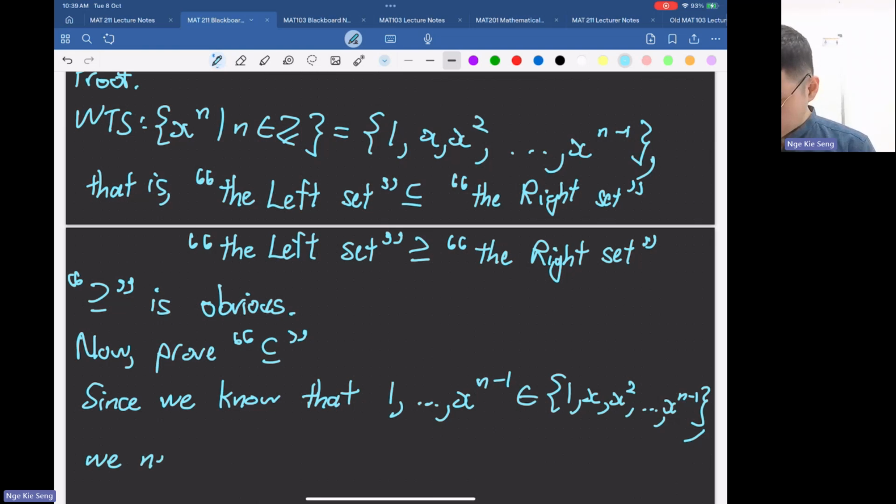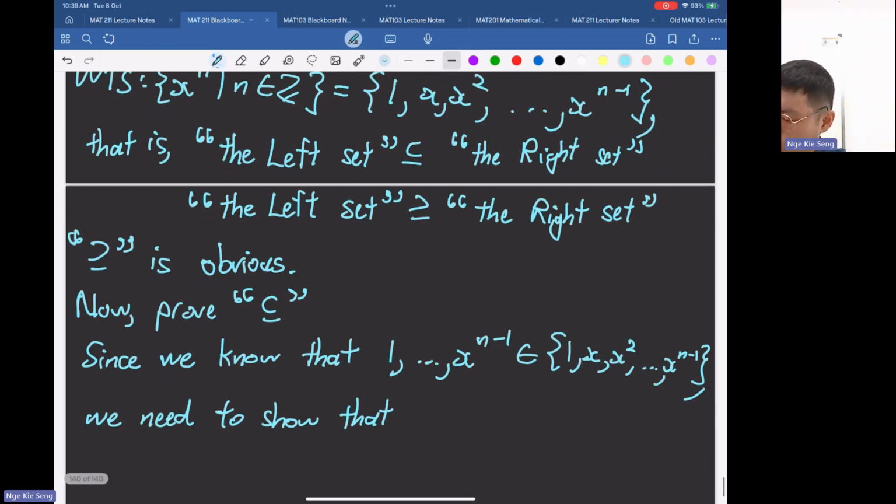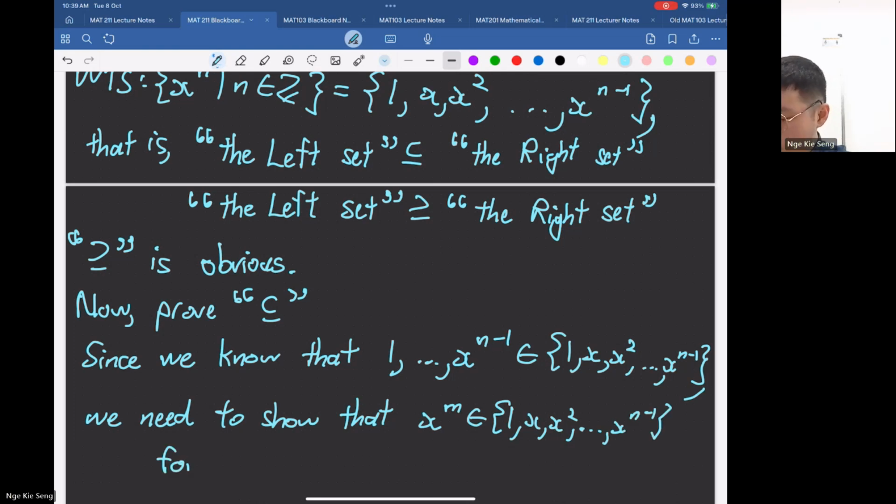We need to show that x^m is also in the right set, for m less than 0, or for m greater or equal to n. Okay, so I need to settle all these cases.